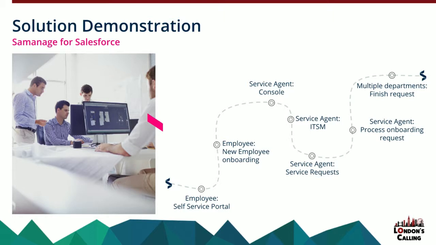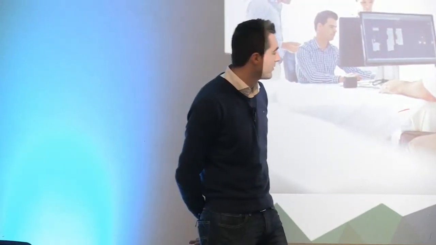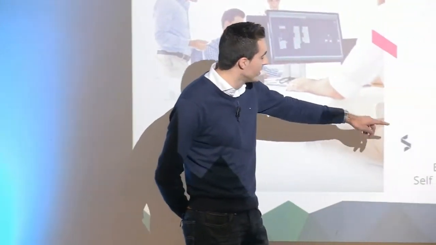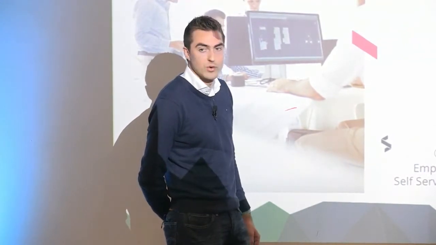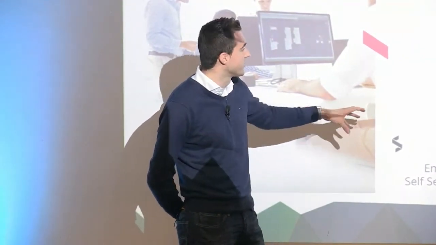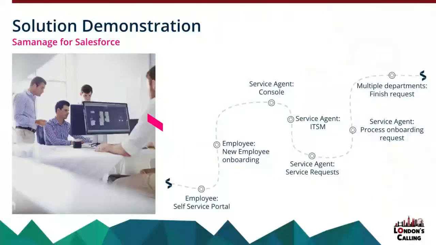Before we start the demonstration, I would like to quickly walk through the flow we're going to do within the demo. We will start with an employee who's logging onto the self-service portal. Whenever they want to request something, there's one place they go to. Then we trigger a new employee onboarding. We are going to log in as a finance manager, and she will have a new team member within her team, so she will trigger a new employee onboarding service. Then we will go into the service agent console.